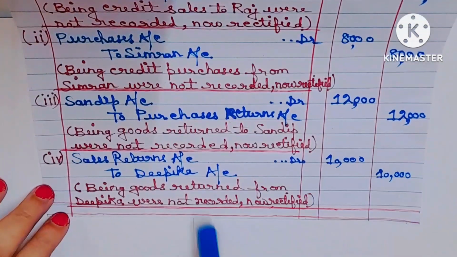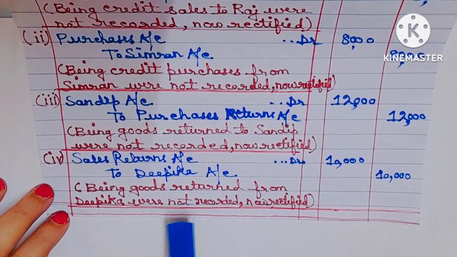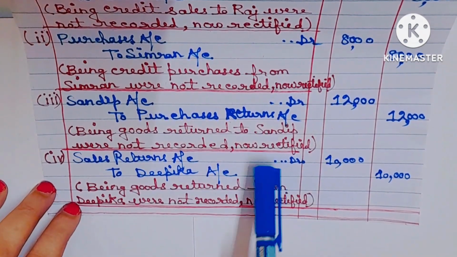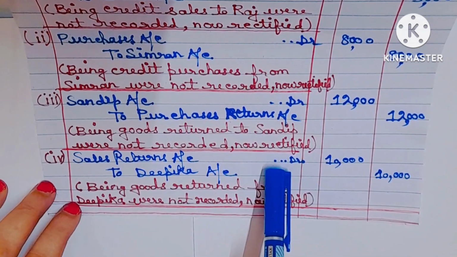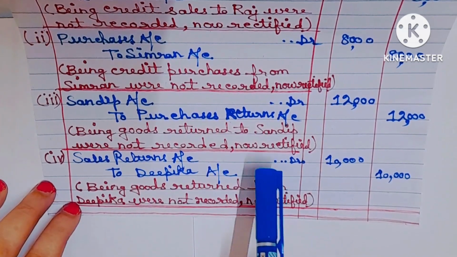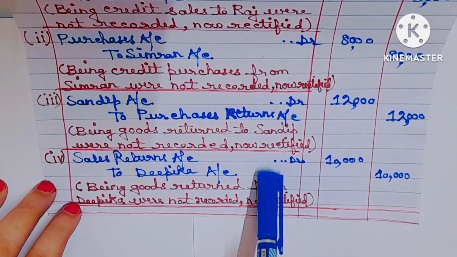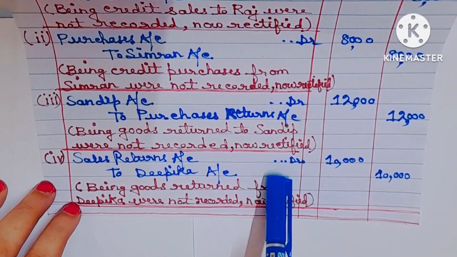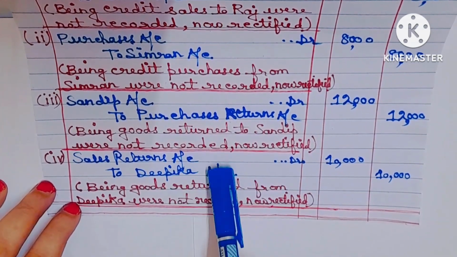The last transaction is goods returned from Deepika were not recorded. So, why sales returns account is debit? Sales returns account is debit because sales returns account comes under nominal account. And according to nominal account, all losses and expenses debit. Here, when goods sold are returned by Deepika, sales are reduced, resulting in losses. Okay? So, sales returns account will be debited.